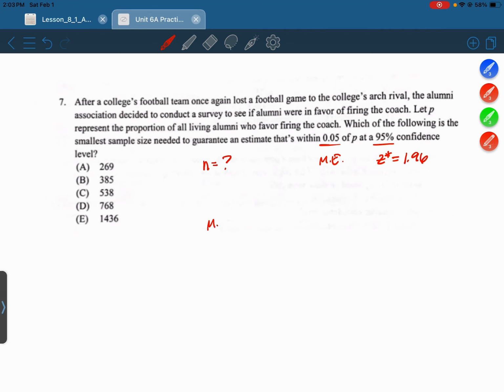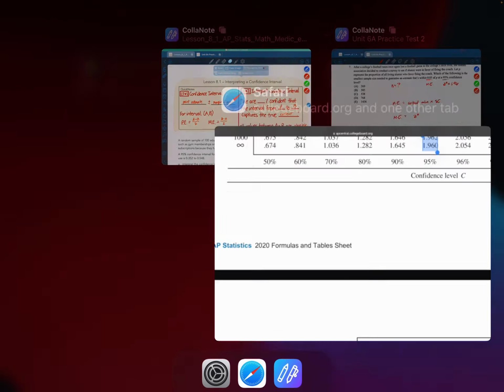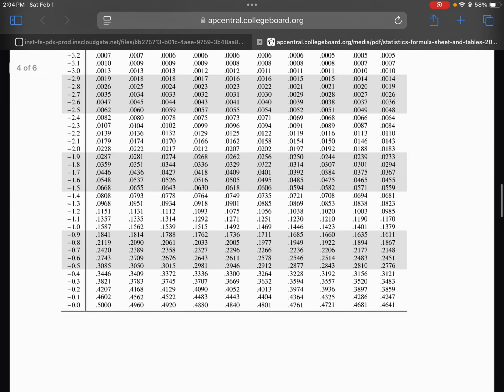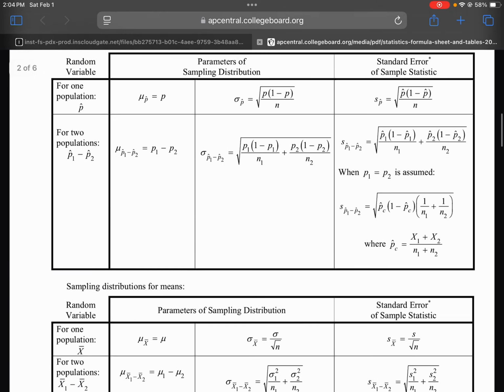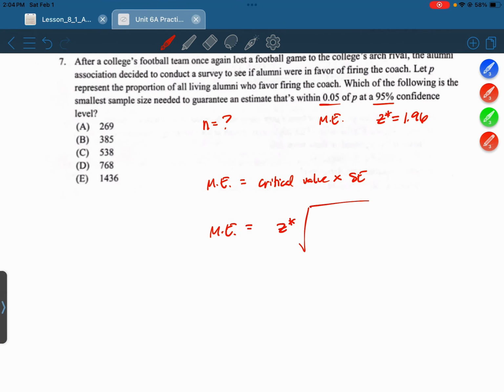So the margin of error is equal to the critical value times the standard error. The critical value is that special z-score, and the standard error, if we're estimating a proportion, let's flip back to the formula sheet here, the standard error right here. So that's the standard error for estimating a proportion: square root of p hat times 1 minus p hat over n.